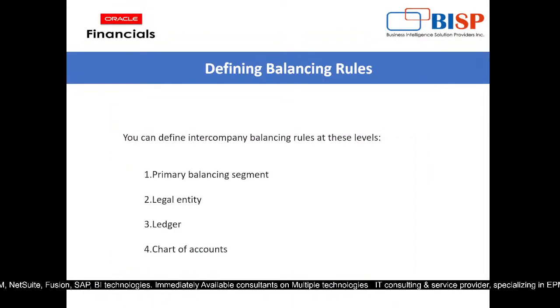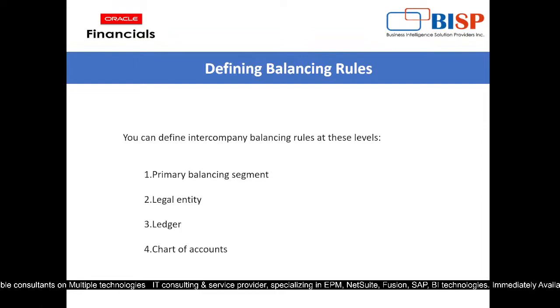Now, while defining the balancing rules, there can be 4 different levels: the primary balancing segment, legal entity, ledger, and chart of accounts. The rules are evaluated in this order only. So for example, you can define a primary balancing segment rule and a legal entity level rule. If both rules can be used to balance a particular journal, the primary balancing segment rule is used as it has a higher precedence.